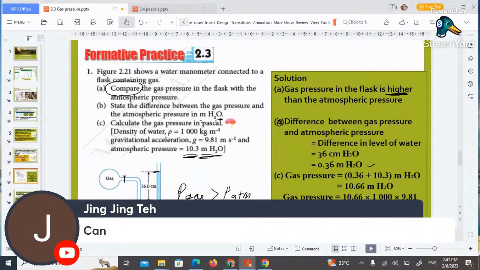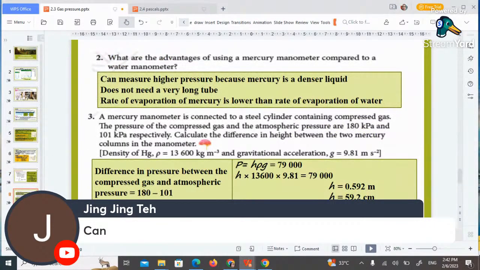Then if you want to convert to Pascal, use H rho G. So H is 10.66, rho is 1000, G is 9.81. So you get 1.04575 times 10 to the power 5 Pascal, or in standard form, 1.05 times 10 to the power 5 Pascal. Okay, this is an example in the textbook. You can look back and redo it by yourself. I have explained, so please write it again.